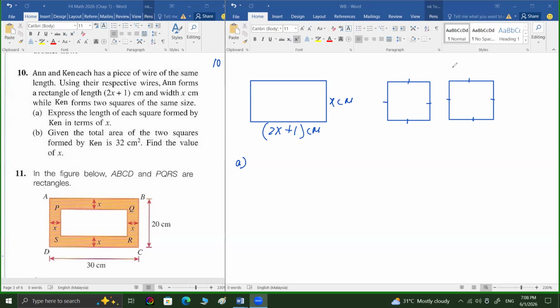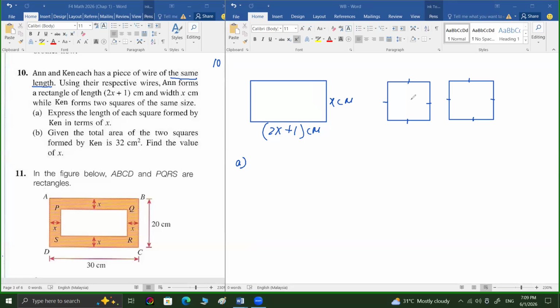Okay, class, get ready. Question 10 now. Remember, always for this chapter, what you form is a quadratic equation or expression. Okay, now look at question 10. Ken and N each have a piece of wire of the same length. Okay, see the clue here? Both with the same length. Using their respective wires, N forms a rectangle of length 2x plus 1 and width of x.